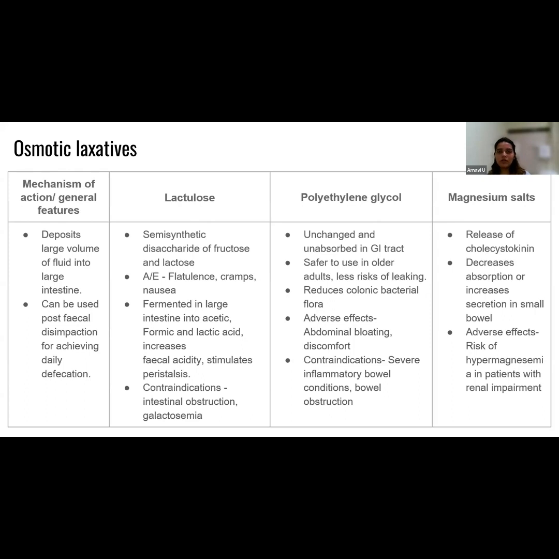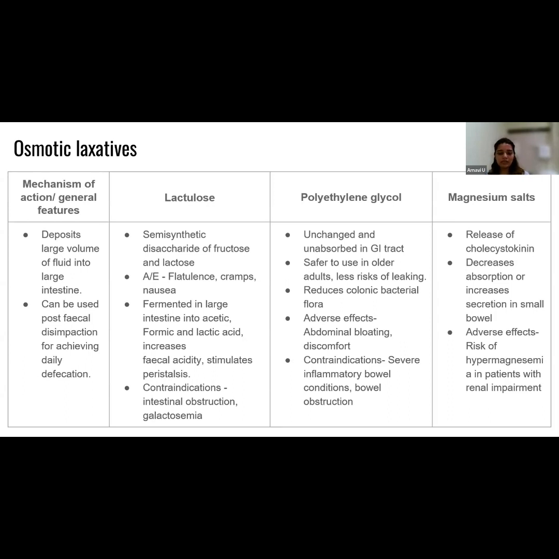Polyethylene glycol, also known as Microvol, is unchanged and unabsorbed in the GI tract. It is much safer to use in older adults, has less risk of leaking, and reduces colonic bacterial flora. Adverse effects, however, are abdominal bloating and discomfort, and contraindications are severe inflammatory bowel conditions and bowel obstruction.